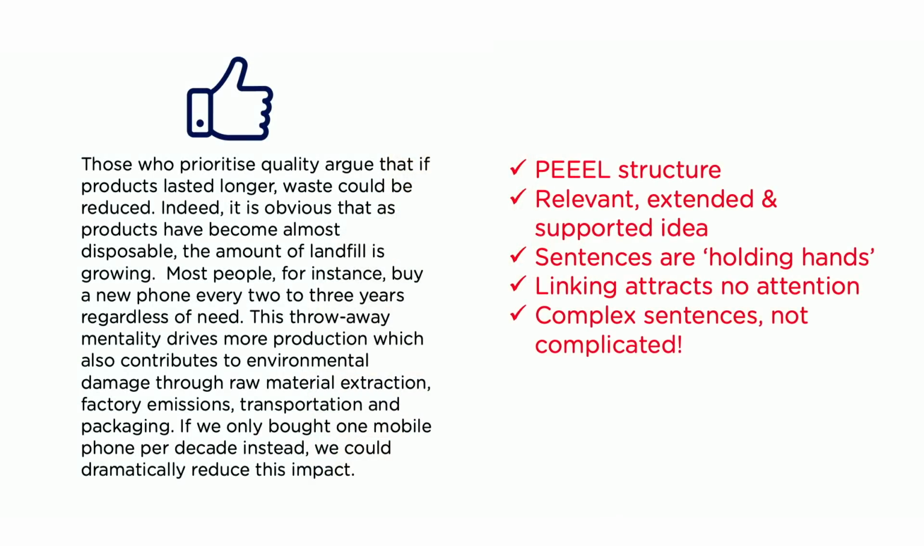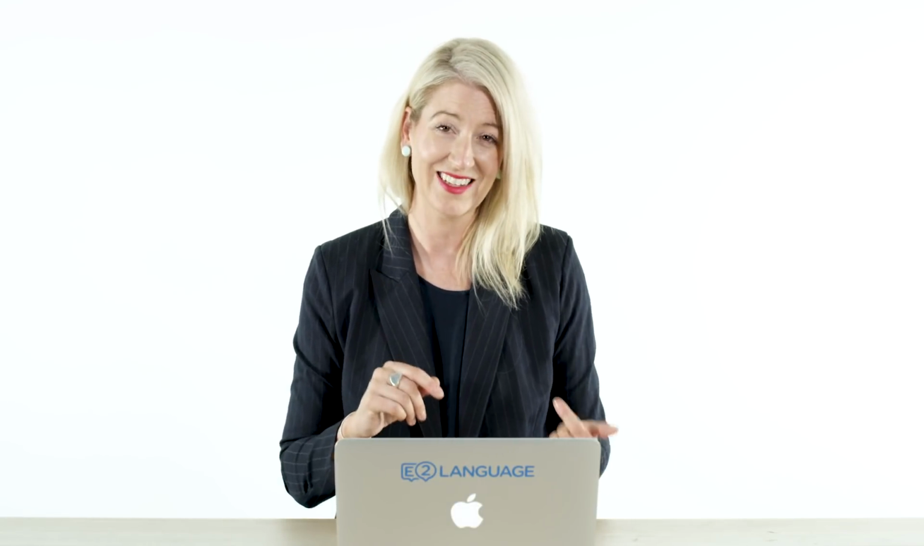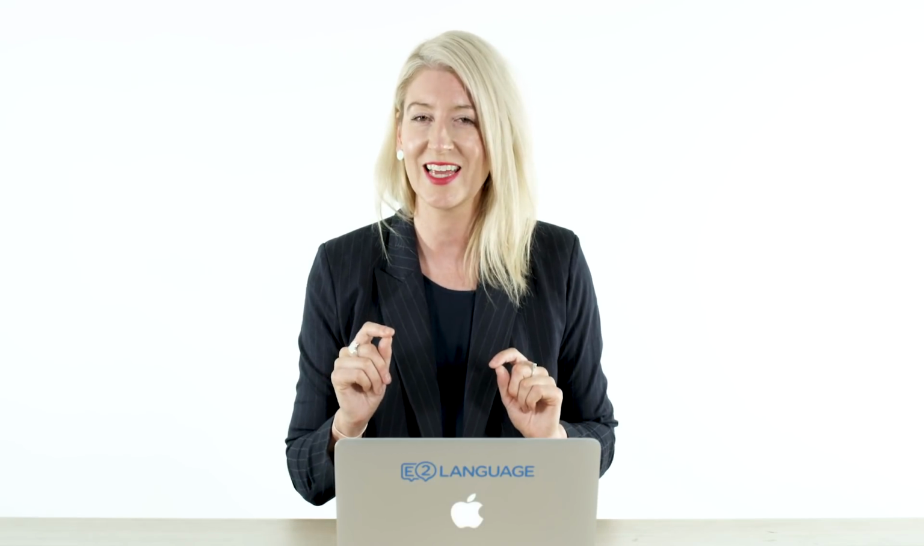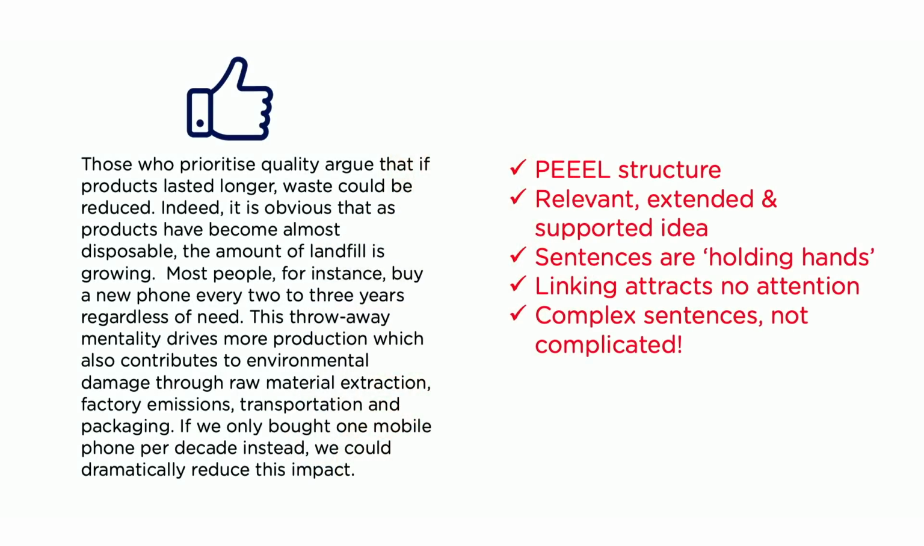Grammar-wise, we've got some complex sentences here. Here's one using the conjunction if. Here is one with as. We've got a relative clause here, which also contributes, and another if sentence at the end here. Complex sentences, not complicated sentences. If you want to know more about how to write complex sentences, click on the link to watch our video on that.